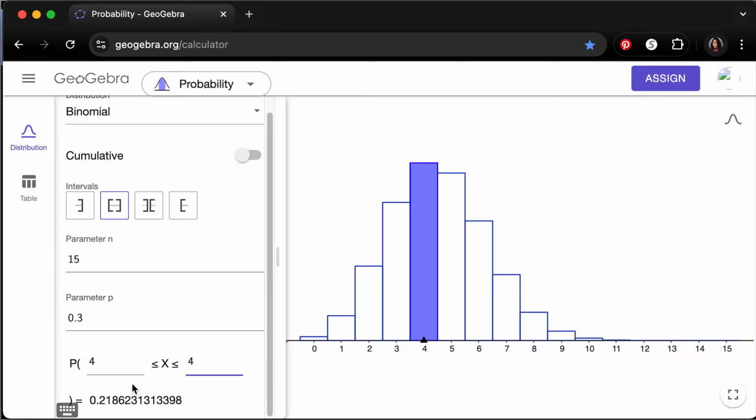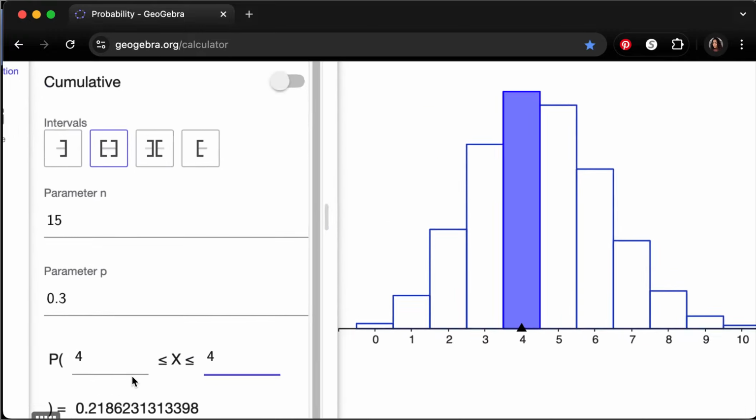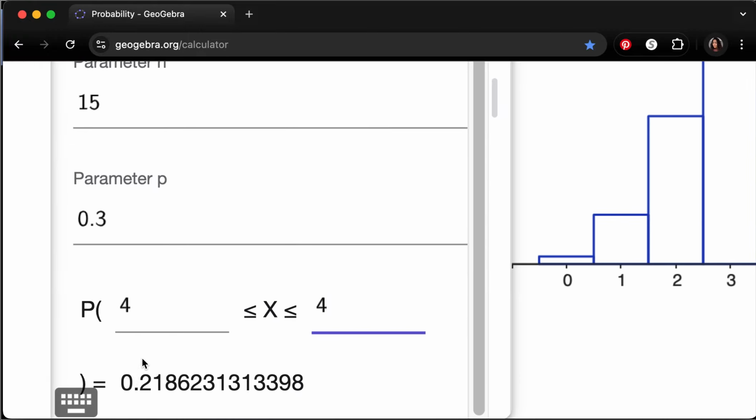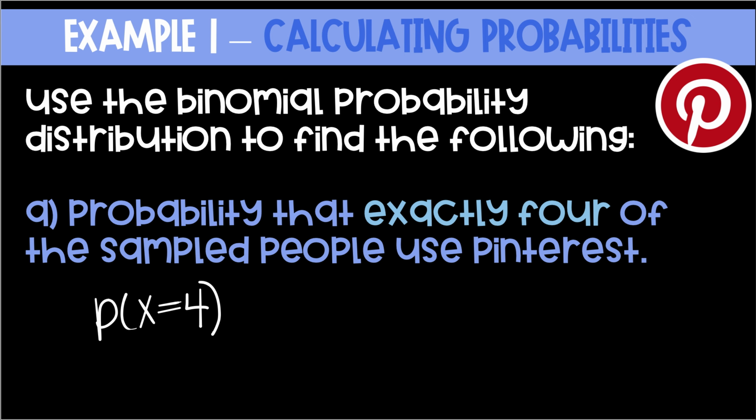Again, it's different than other probability calculators, but this is what we can work with in GeoGebra, and this will be the way of finding a PDF probability, or a probability of exactly a value. 21.86% is the probability of getting exactly 4 users of Pinterest when we sample 15 people.